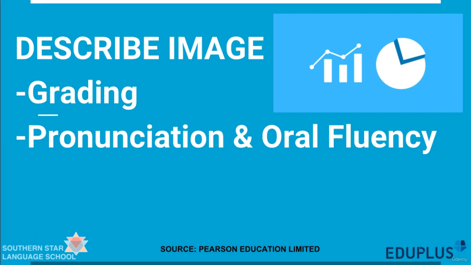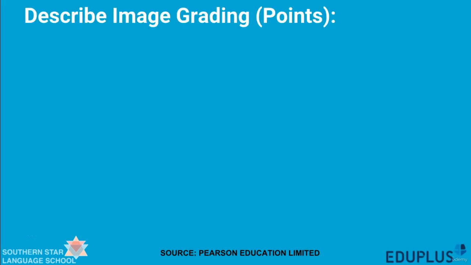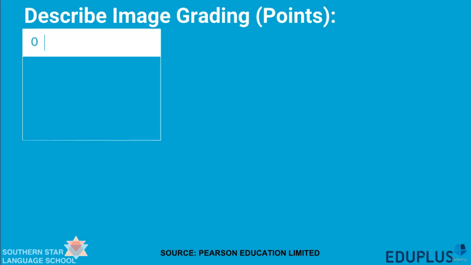In this section, we will discuss the describe image grading along with the pronunciation and oral fluency scoring as well. First of all, let's talk about the grading. To begin with, a person will get 0 points if they only mention some disjointed elements of the presentation.